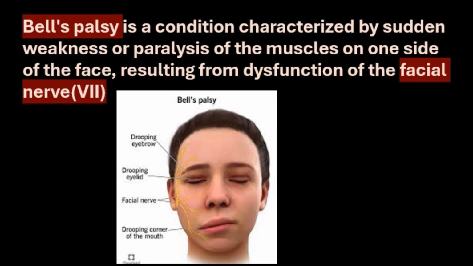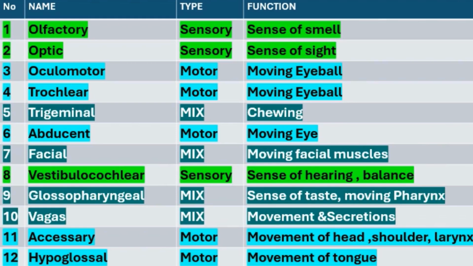Bell's palsy, it is a condition characterized by sudden weakness or paralysis of the muscle of one side of the face resulting from dysfunction of the facial nerve, that is nerve number 7. Bell palsy will include drooping eyebrows, drooping eyelids, facial nerve is affected here, and drooping of corner of mouth is also added here. So you have to see the number of the nerve. Nerve number 7 is facial nerve. You have to remember the chart of cranial nerves.